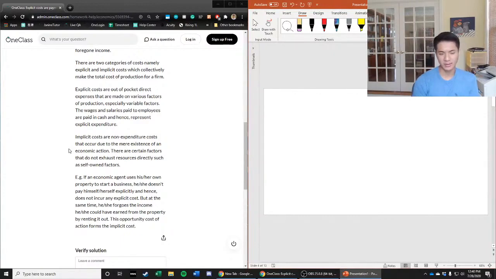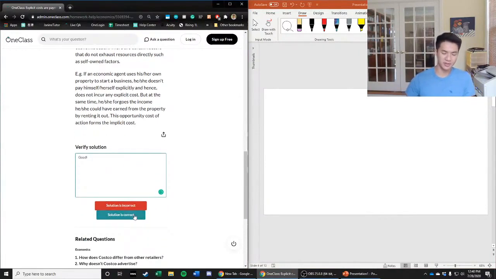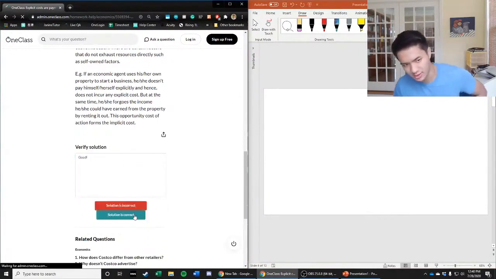For example, if an economic agent uses his or her own property to start a business, he or she didn't pay himself or herself explicitly, hence did not incur any explicit costs, but at the same time, they forgo the income they could have earned from the property by renting it out. That's true. So this opportunity cost of action forms the implicit costs. Good answer, right? It covers the basis of what we were talking about, the difference between explicit and implicit costs. Okay, great.